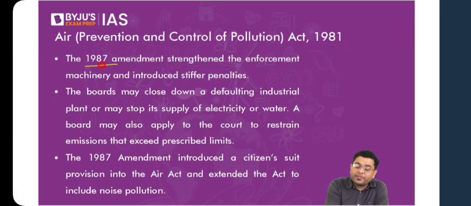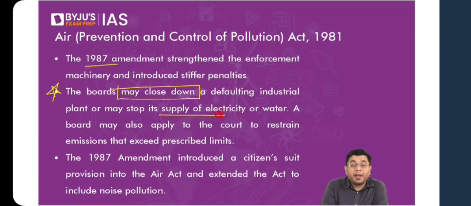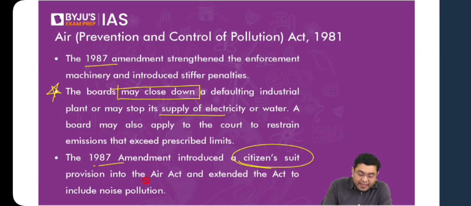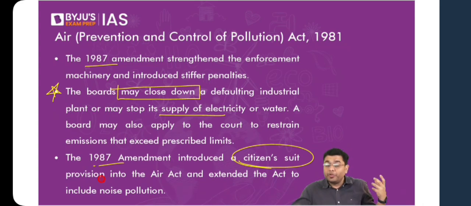Okay, now this act was amended further in 1987. The boards may close down a defaulting industrial plant or may stop its supply of electricity or water if they are found to be flouting the norms. If they are violating the norms, then the boards can order a shutdown. Now, the 1987 amendment also included a citizen suit. That means it included the provision that a citizen can file a PIL or a complaint. If a citizen feels aggrieved, if they feel that these norms are not followed by any particular industry, they can file a complaint for that.